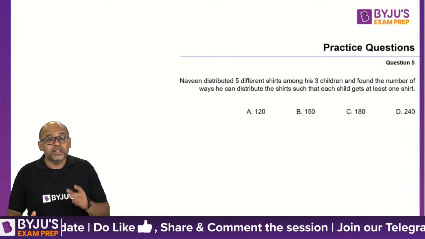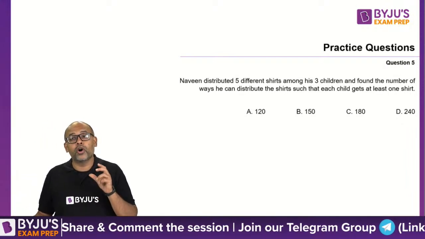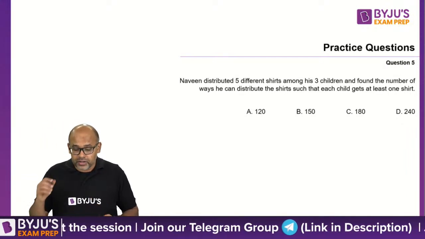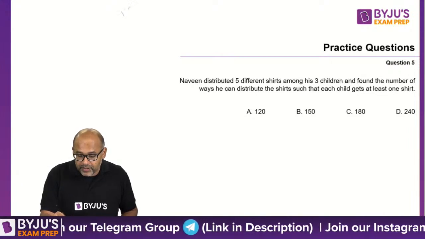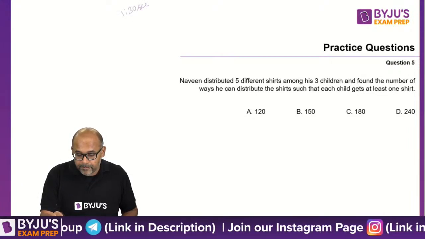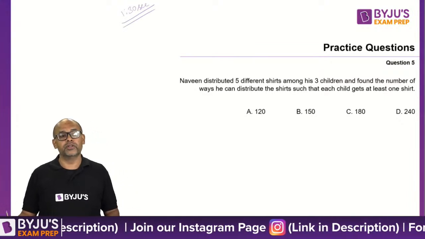Number 5. This is a very nice concept called grouping and distribution. So let's do this in 1 minute 30 seconds, 90 seconds total. Your time starts now.